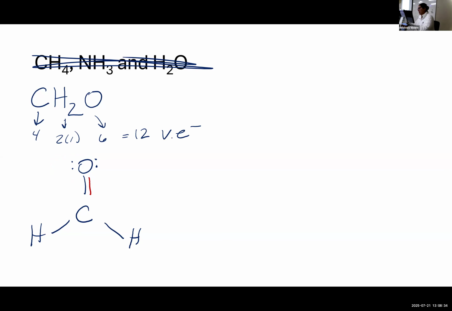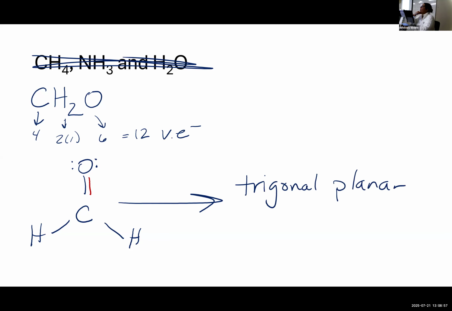Let's apply VSEPR theory. How many things are attached to the central carbon? 3. What is the electron geometry? What is the molecular geometry? Same. There's no lone pairs on the central atom, so it will also be trigonal planar. So the molecular geometry and electron geometry are the same. Now let's apply this.